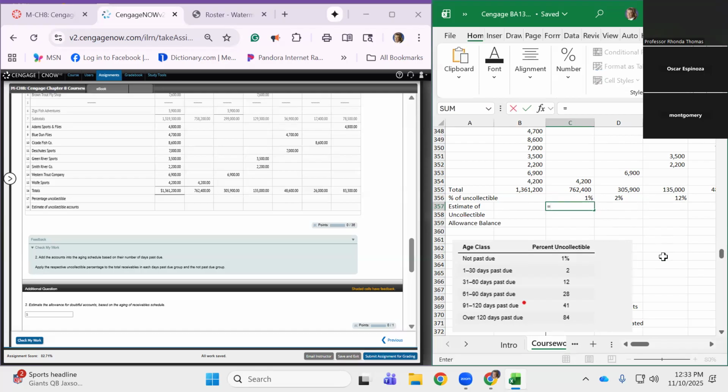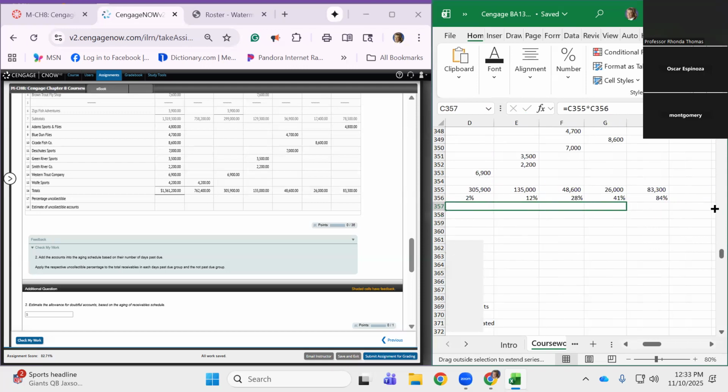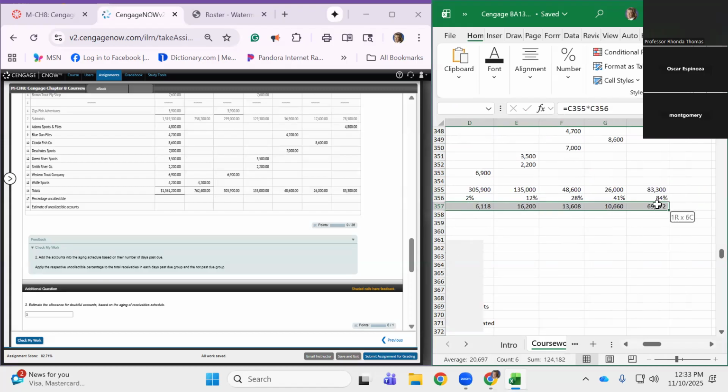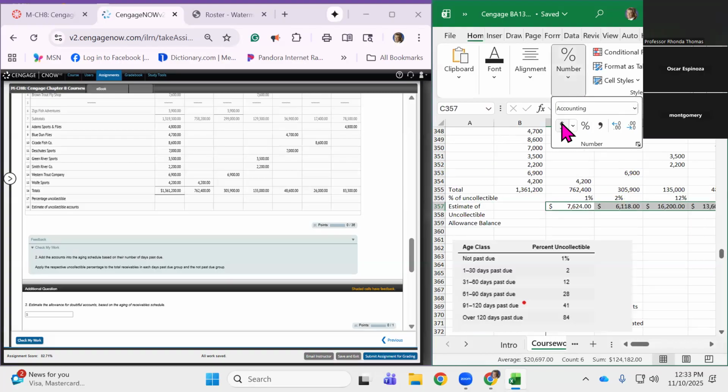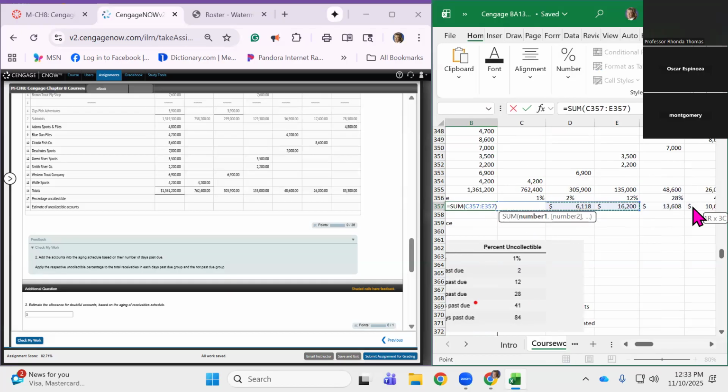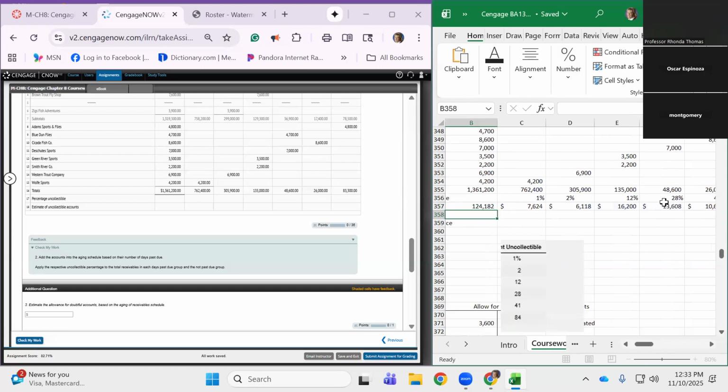All right, so now I'm going to do the math. So 1% times whatever's sitting here, okay? And then I'm going to take my formula and go across. This is the magic of Excel. Awfully cool. Wish they built Excel into this, but they didn't. All right, so over here, I'm going to turn these to dollars and get rid of the cents. Now I'm going to add across and add up all of those columns.